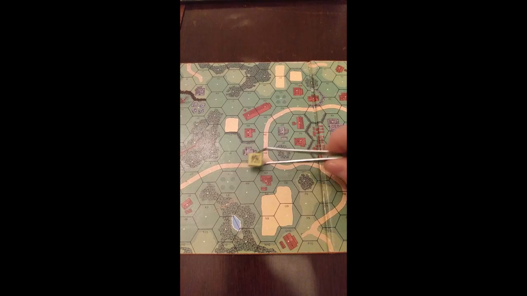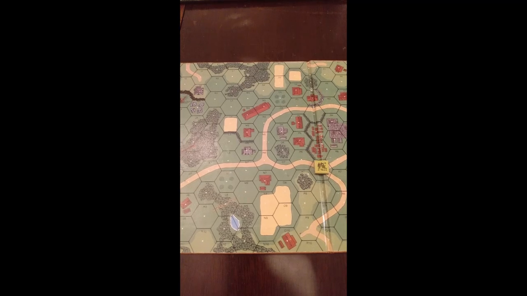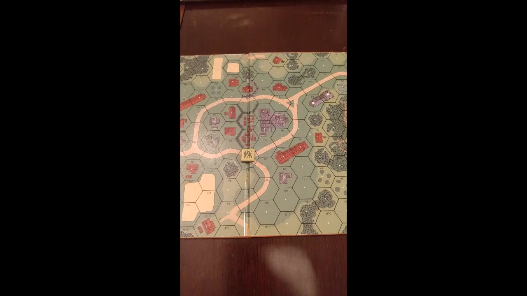N6, moving along the road here, is 1 movement factor. Then we can go to O7, 1 more movement factor. P6, 1 more movement factor. Q7, which is this hex right here. That's another movement factor. And we'll stop here, and we'll see a couple new types of terrain, or 1 specific new type of terrain.